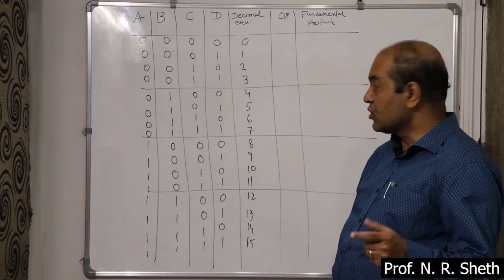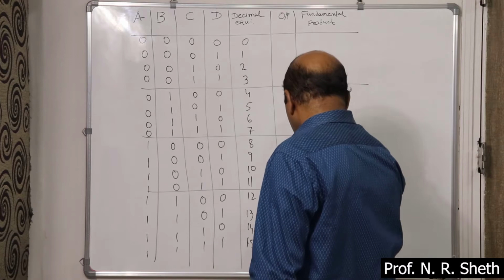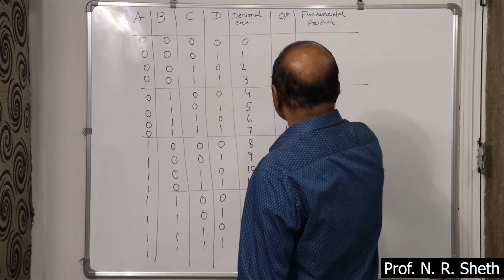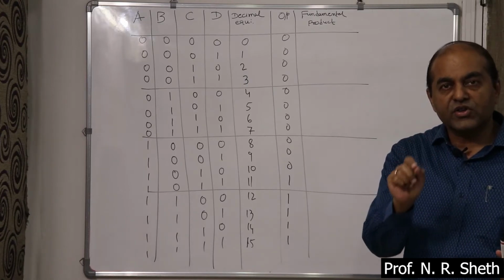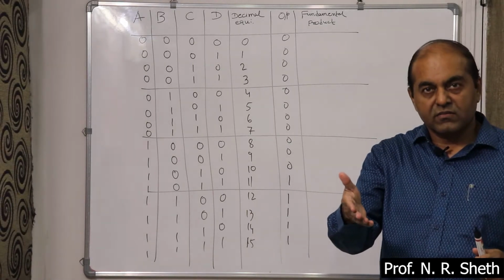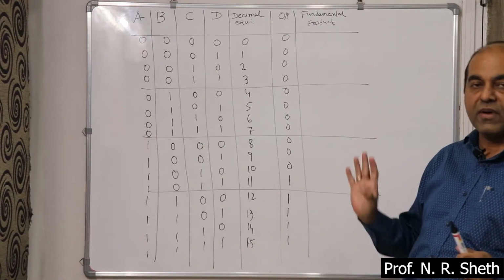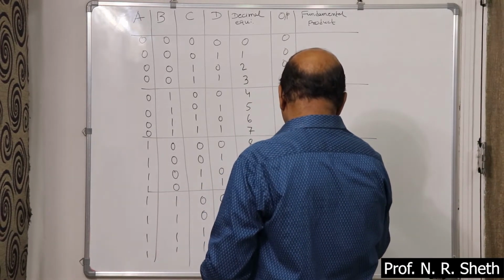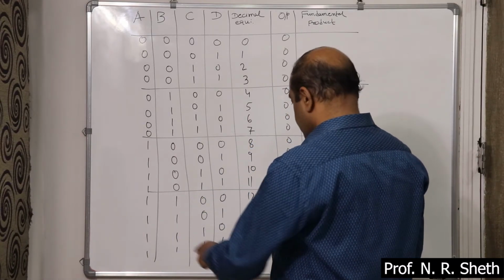Output is high for more than 10, which means for the last five entries it is 1. For the remaining it is 0. So up to this it is clear, because the condition given in the question is output is high when it is more than 10. So 11, 12, 13, 14, 15, and we have to find out the fundamental product for these five cases. So the fundamental product for this one is A, B bar, C, D.